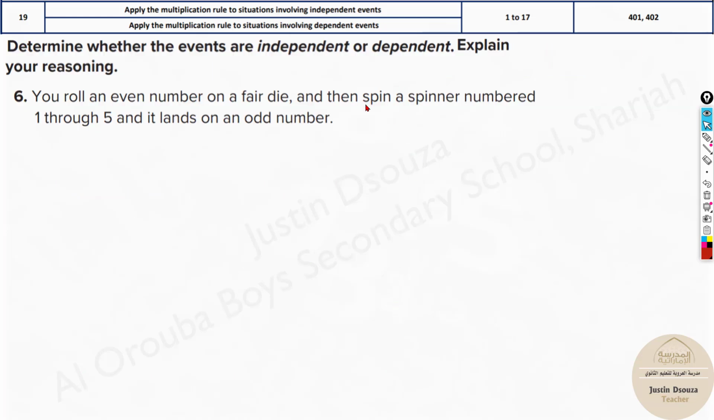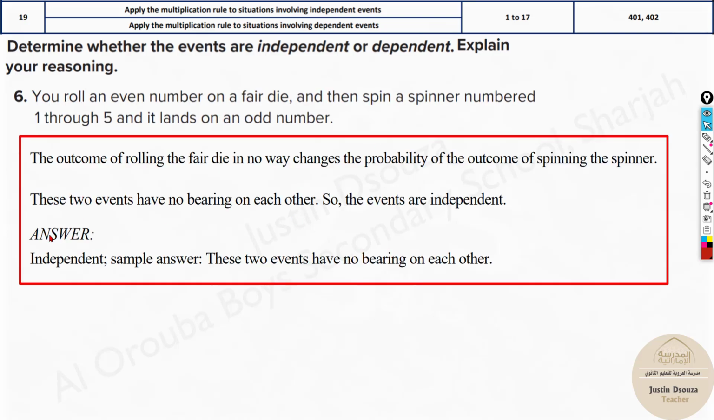Now determine whether these events are independent or dependent and explain your reasoning. Now let's read through these problems. You roll an even number on a fair die and then spin a spinner numbered 1 to 5 and it lands on an odd number. Now look here, you're using a die and then you're using a spinner. Are these both at all related? No, the die is something separate, the spinner is something separate. These probabilities are just not affected, right? So this is independent. These are independent events because the two events have no bearing on each other. That means they are not affecting each other.